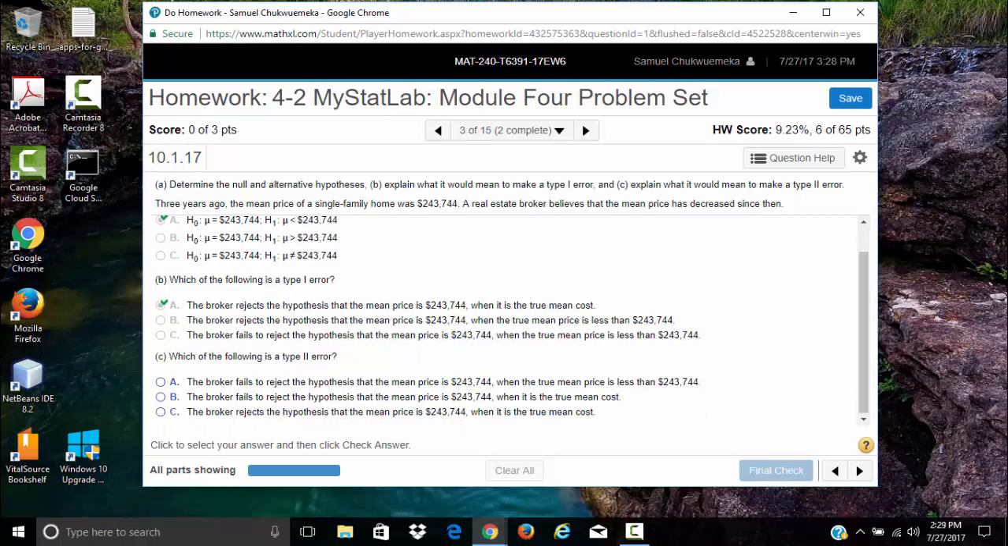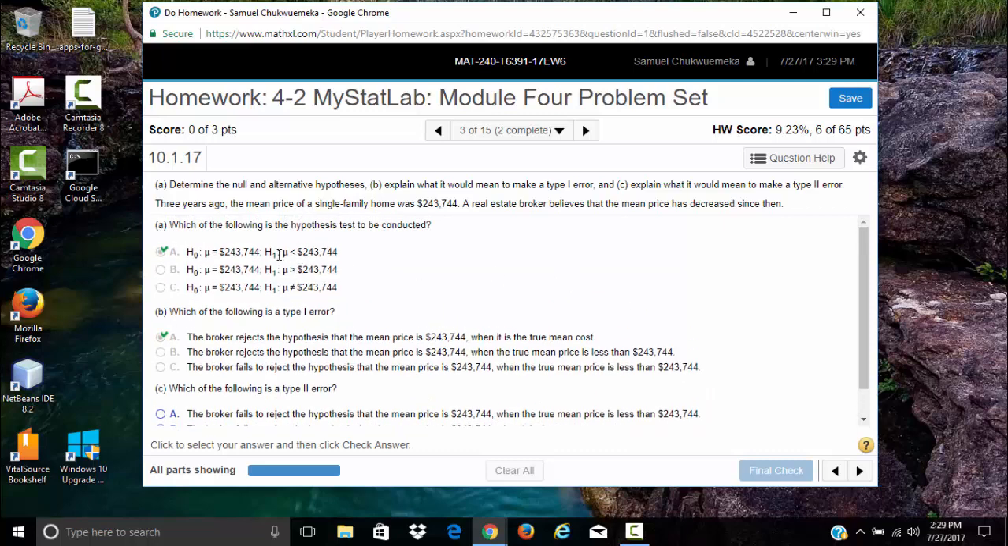Type 2 error means that the null is not true, but you fail to reject it. Okay, the null is not true, but you do not reject it. That is type 2 error. So C is out of the case. By elimination, you eliminate C. The answers should be either A or B. A, the broker fails to reject the hypothesis that the mean price is $243,744 when the true mean price is less than that. Okay, remember the alternative is that the true mean price is actually less than that.